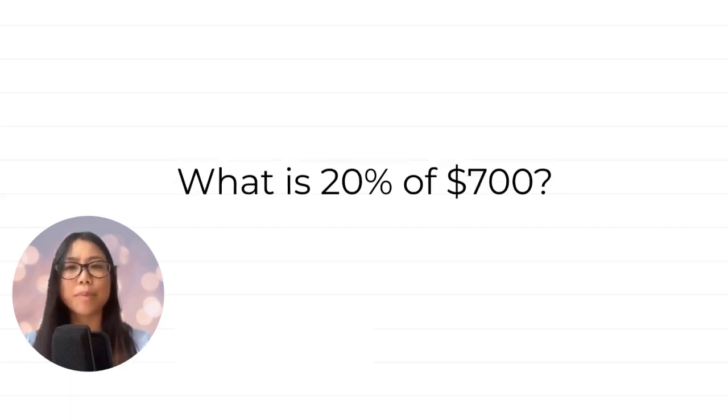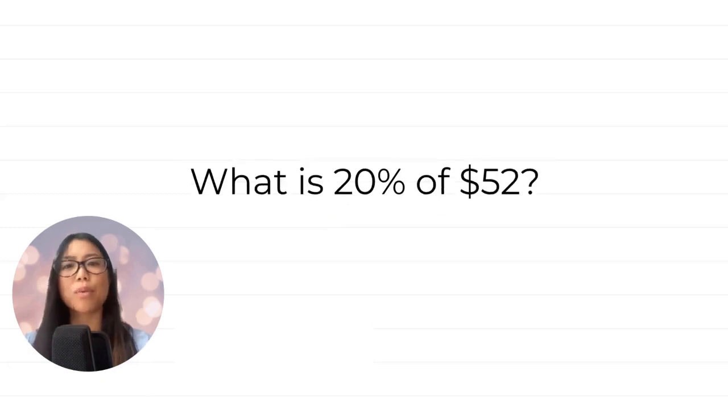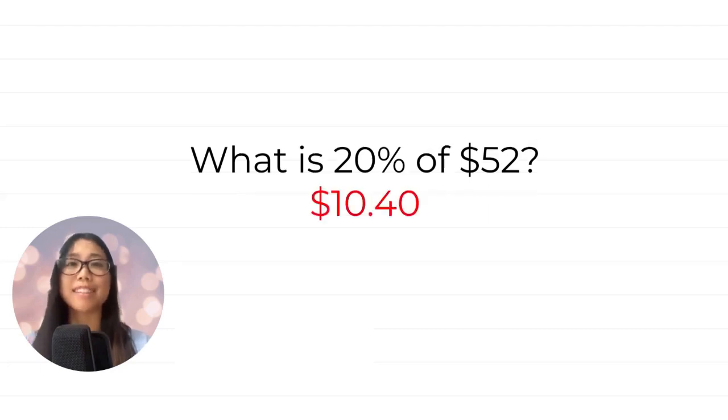Let's try 20% of 700. So first, 10% of 700 is 70. Multiply that by 2 to get 20%. We have 140. What's 20% of 520? 10% is 52. Multiply that by 2 to get 20%. 104 is 20%.